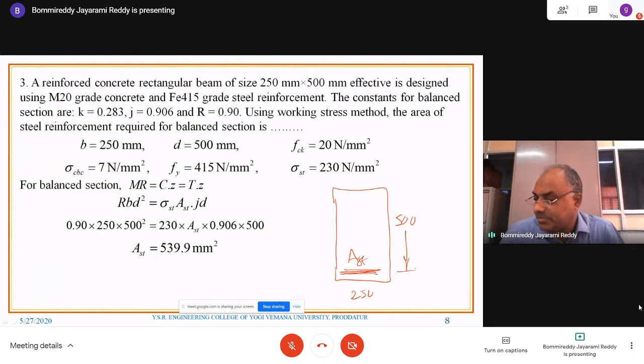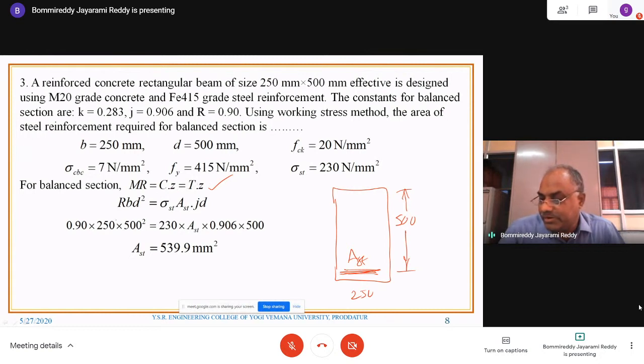How much is the corresponding quantity of steel reinforcement required for the balanced section? At the balanced section, the moment of resistance is governed by both concrete and also steel. So moment of resistance is either C into Z or T into Z.